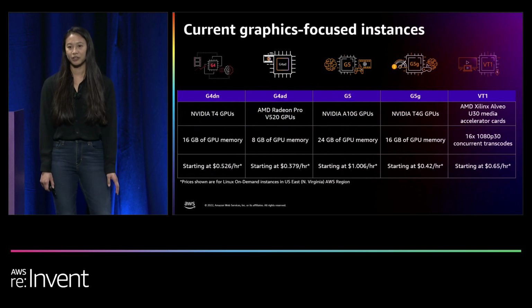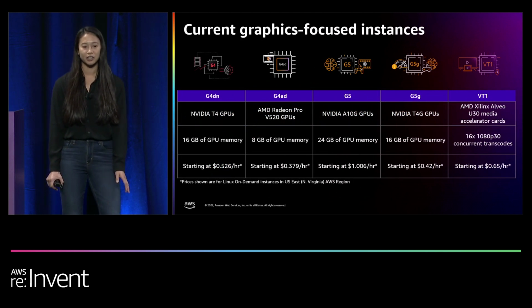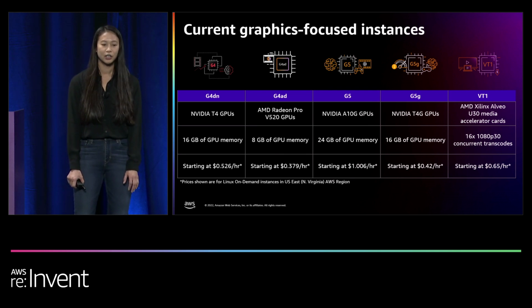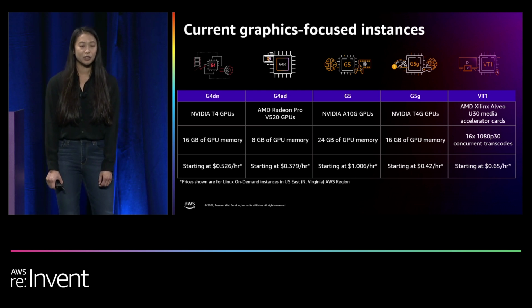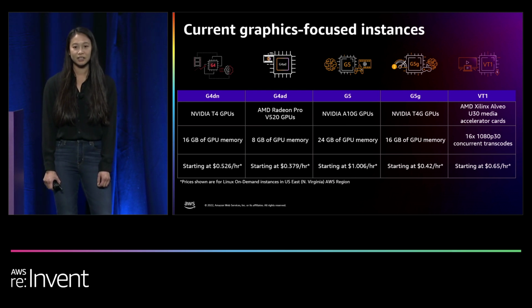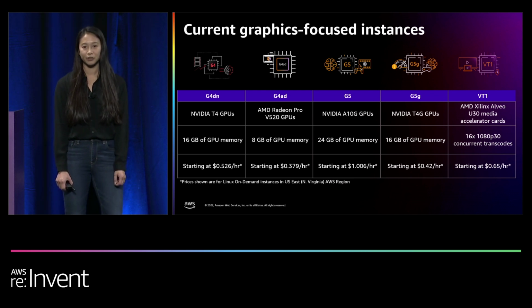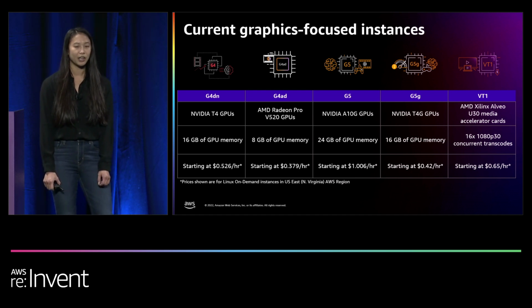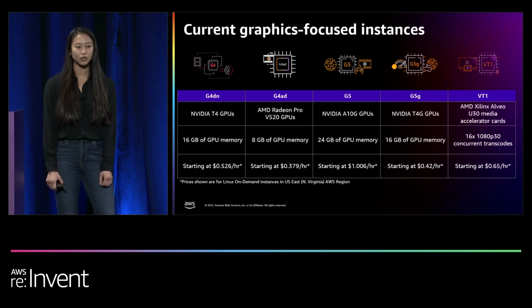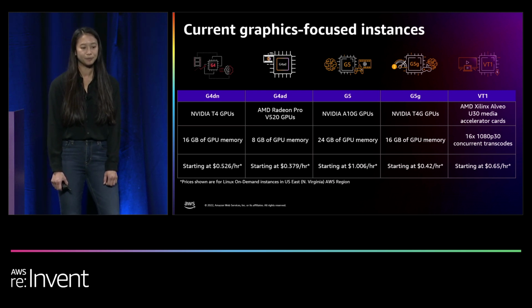So keeping in the spirit of making sure that we offer our customers the broadest set of compute instances for their workloads, we've built many options for our graphics customers. The first one that we have are the G4dn instances. They're our lowest cost GPU-based instance for graphics workloads. They feature AMD Radeon V520 Pro GPUs, which come with 8 gigabytes of GPU memory and start as low as 38 cents per hour on demand.